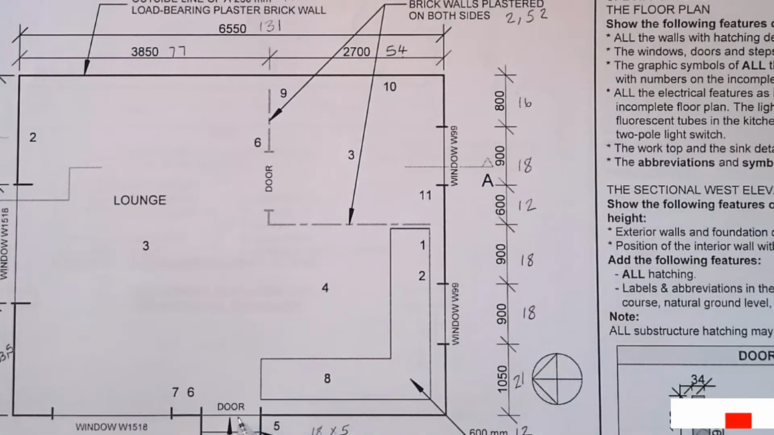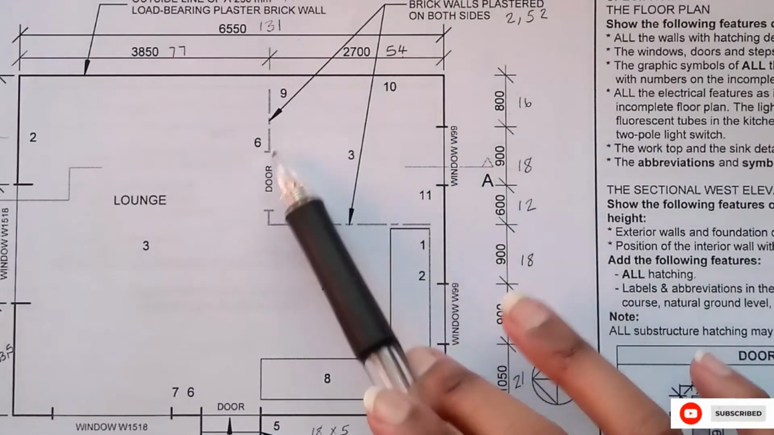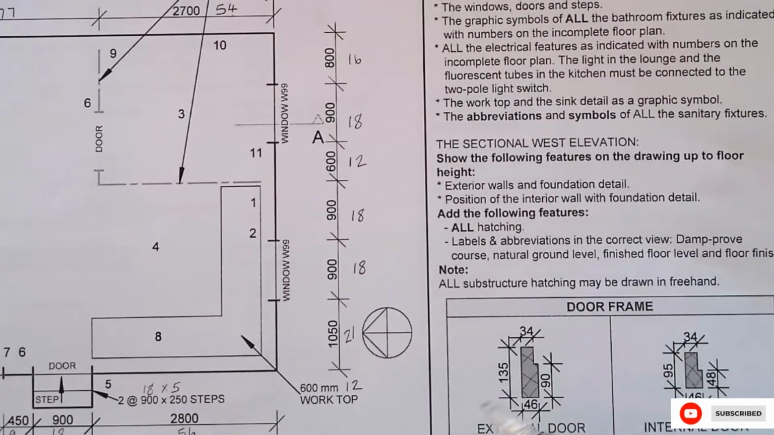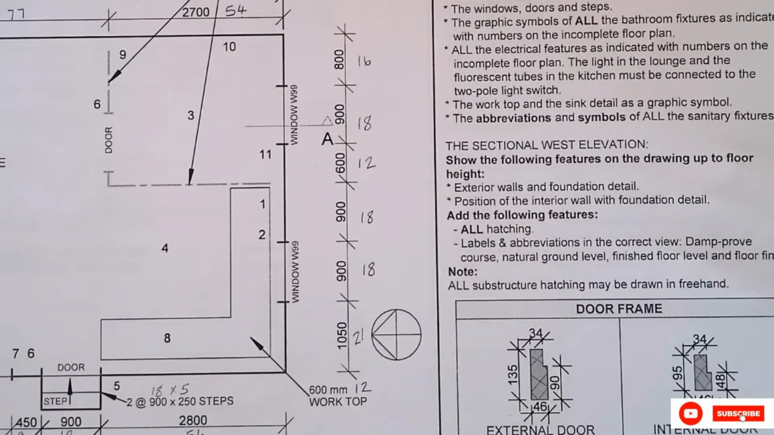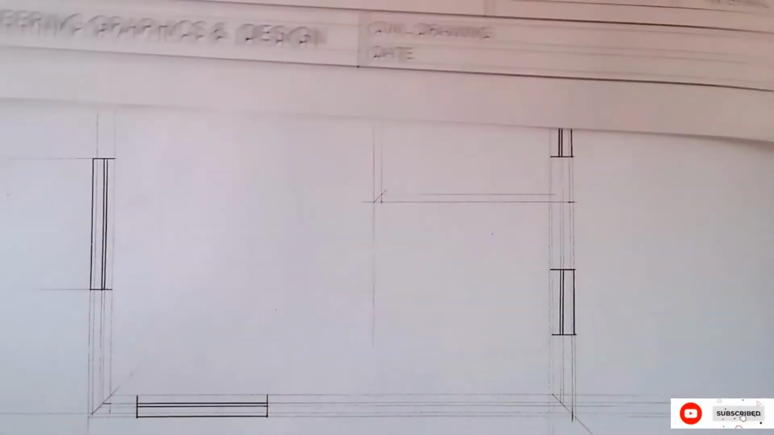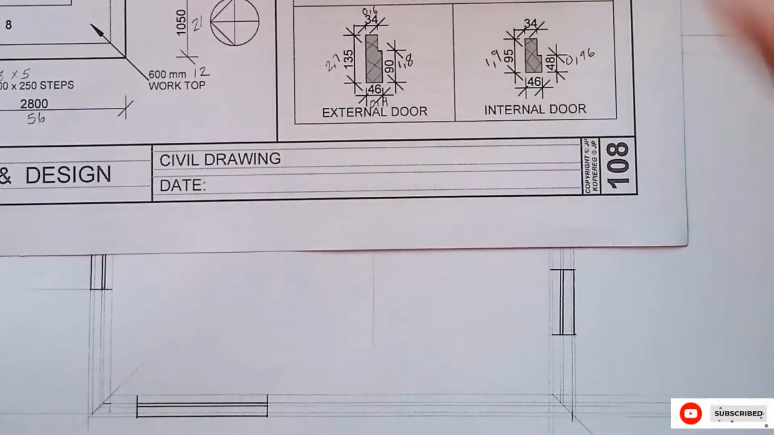Now with my windows done, I need to get started with the two doors that I have. We have an external door and an internal door. So external, internal, and we are given the profiles of the door frames of the two. So I'm going to get started with the external door frame. I just need to convert the dimensions. So all the dimensions here have been converted to the scale. Now I'm just going to get started with drawing the profile.